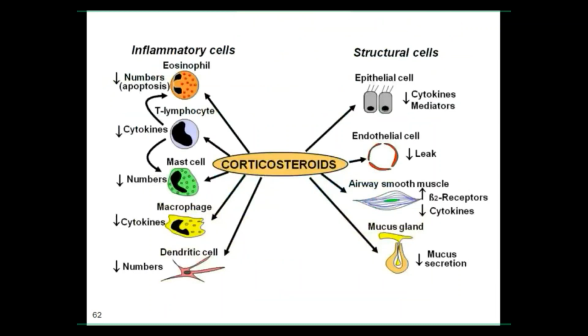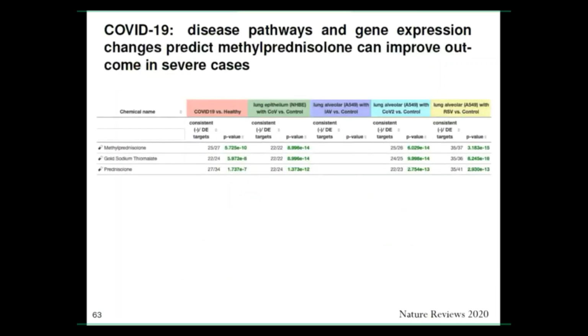So why corticosteroids? Because corticosteroids are the most potent anti-inflammatory drugs that we currently have. Corticosteroids target multiple pathways and events in the inflammatory cascade. They are potent anti-inflammatory agents. So this is a very important study. There are a few key studies. This is important. And the title, COVID-19 Disease Pathways and Gene Expression Changes Predict Methylprednisolone Can Improve Outcome in Severe Cases.